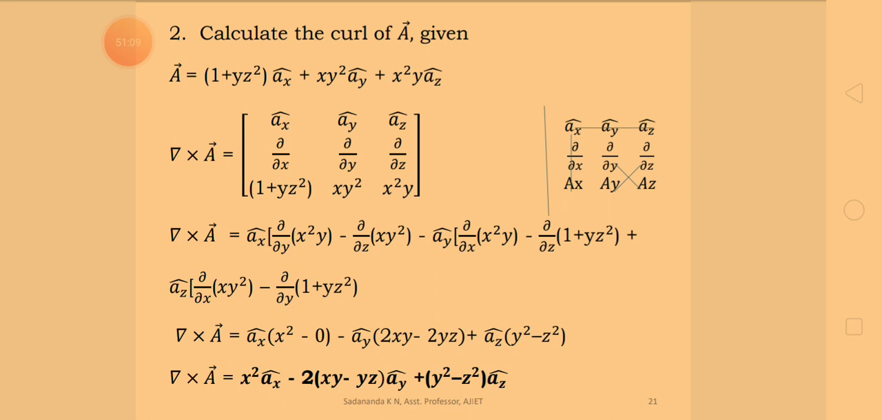There you leave first row and third column, multiply the other two columns, the remaining terms, cross multiplication, that is ∂/∂x of xy² minus, it's always minus, ∂/∂y of 1 plus yz². Now you have to take the derivative of it. So a_x cap open bracket ∂/∂y of x²y, with respect to y it is x². Second term is with respect to z, there is no z term, therefore it is 0.